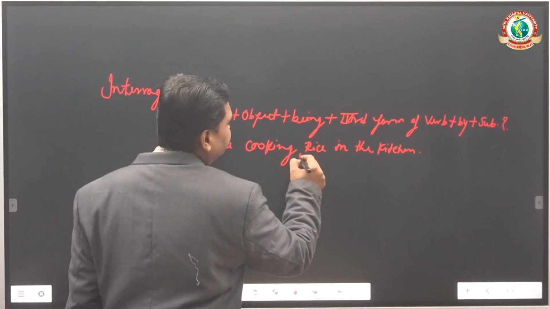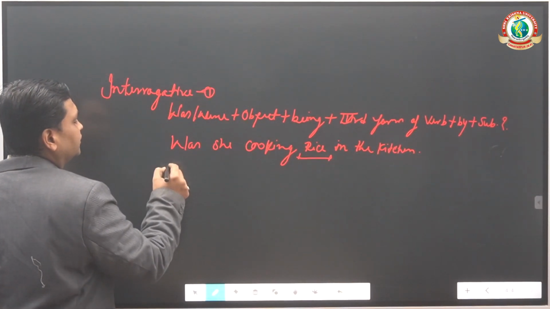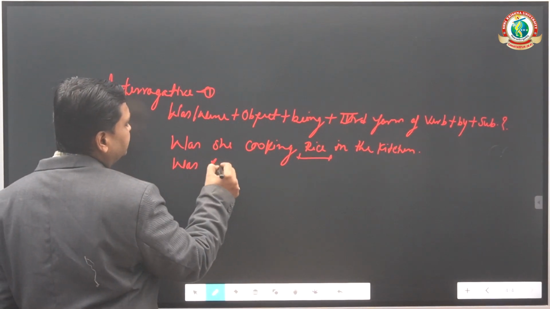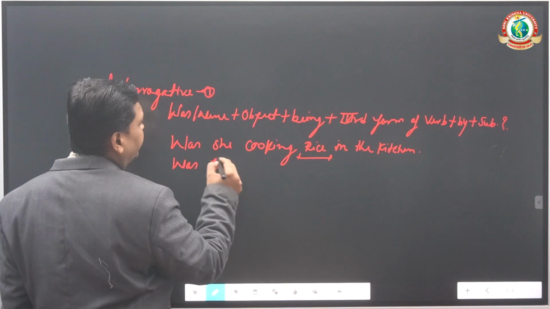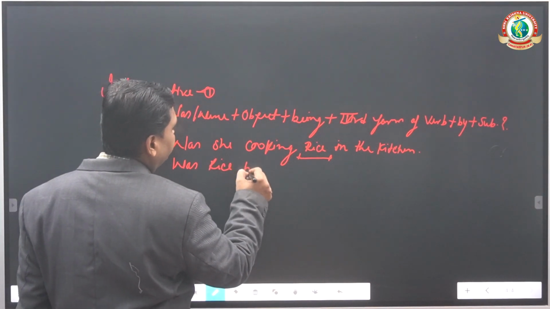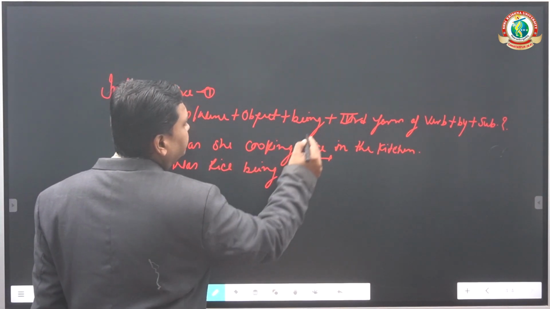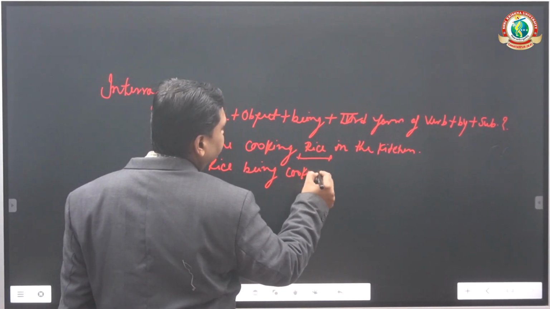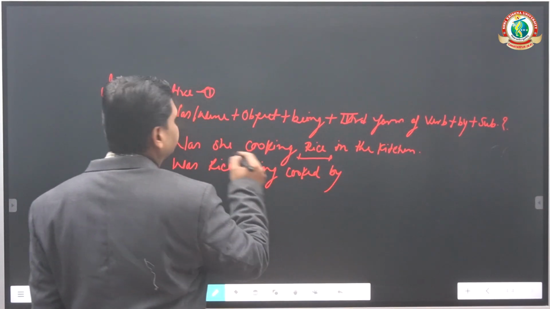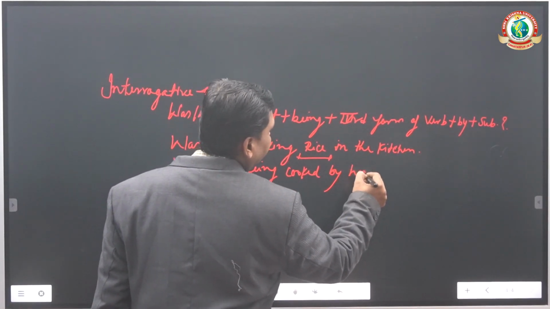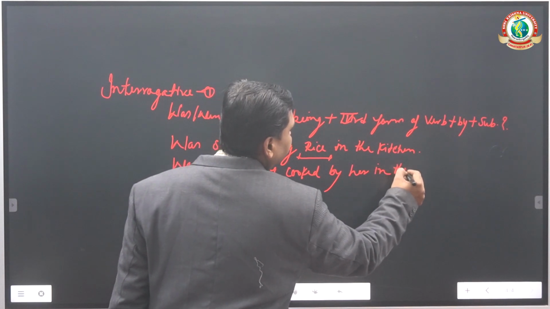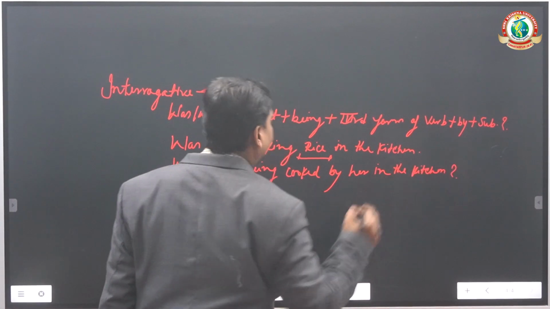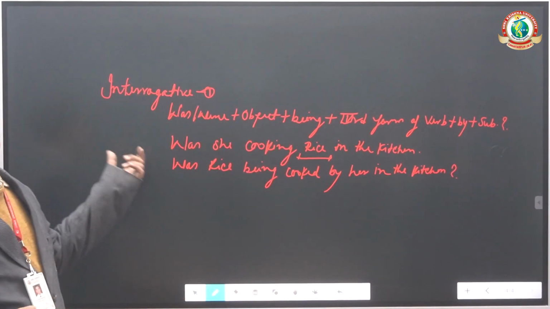The rice is in simple form, singular in number. So: was rice being cooked by, she would be changed in her, by her, in the kitchen. Like that. This is interrogative number 1.